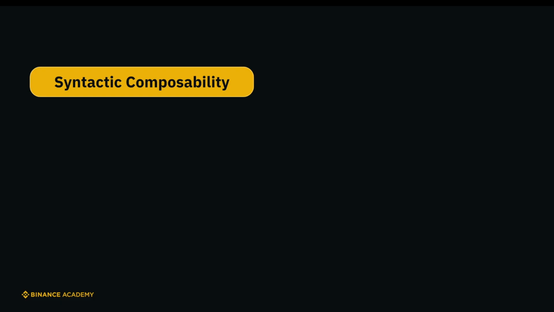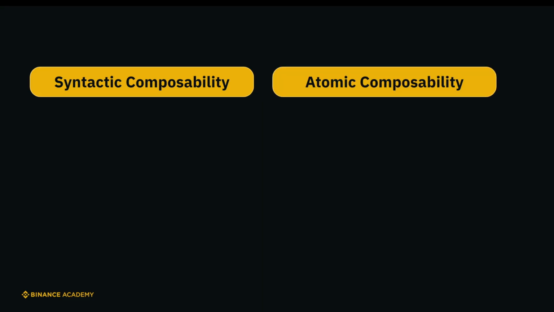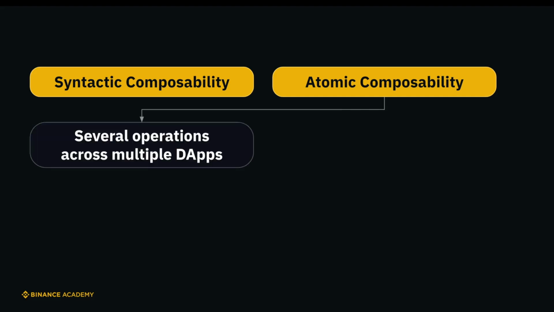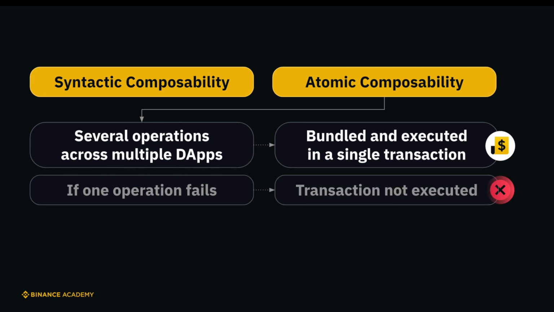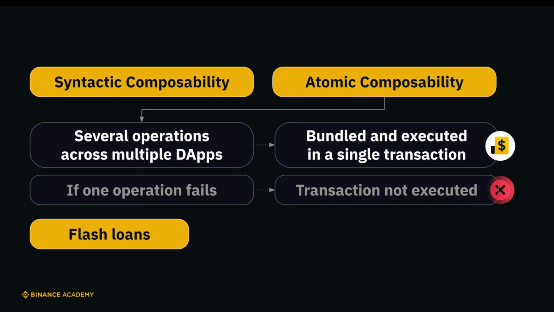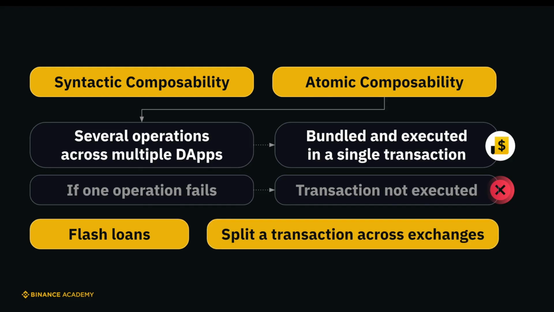There are different kinds of composability. What we have discussed so far can be categorized as syntactic composability. Another type of composability is atomic composability, which refers to the situation when several operations across multiple DApps can be bundled into and executed in a single transaction. If one operation fails, then the entire transaction won't be executed. This makes it possible to create innovative DeFi services such as flash loans or split a transaction across multiple exchanges.